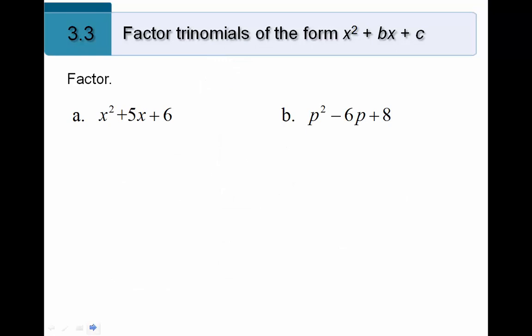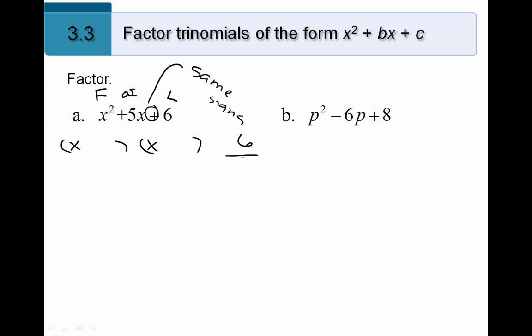All right. F, L, O, I. Same signs. X times x is x squared. L, factors of 6. 1 times 6 is 6, and 2 times 3 is 6. My signs are the same. My inner and outer, it has to add up to 5x. My 2 and my 3 will give me 5.